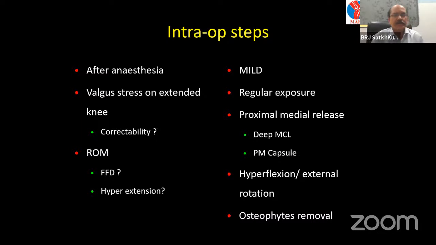So in cases of mild deformity, anything less than 10 degrees we can call mild deformity. In the regular exposure, we do the proximal medial release, releasing the deep MCL and part of the posteromedial capsule, and then you hyperflex and externally rotate the leg and remove the medial osteophytes. Once you do this and extend again, most of the time the deformity will be corrected. Even before taking the bone cuts, after this standard exposure, you extend the knee and give a valgus stress, you will see that the deformity is getting corrected, and you can see some medial gap.